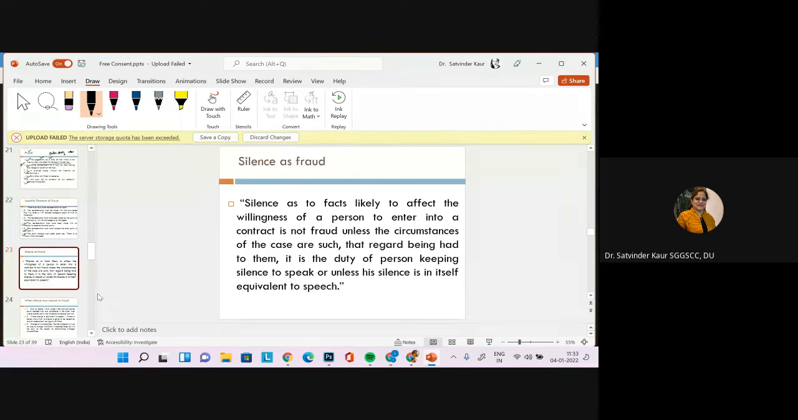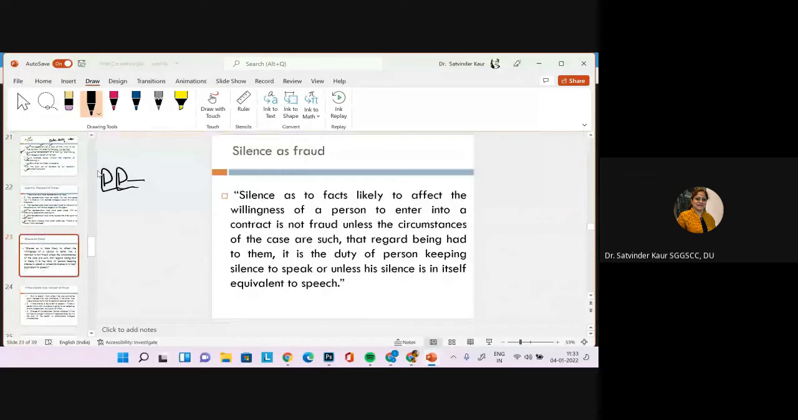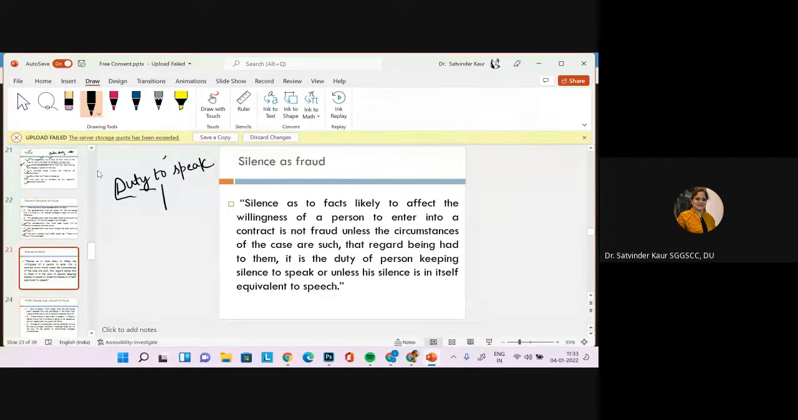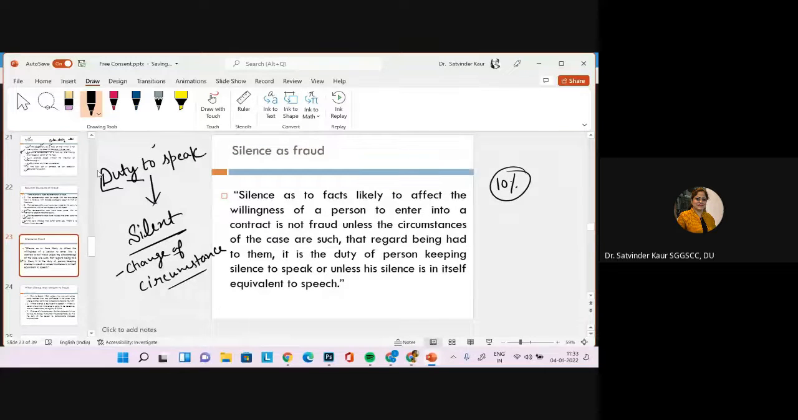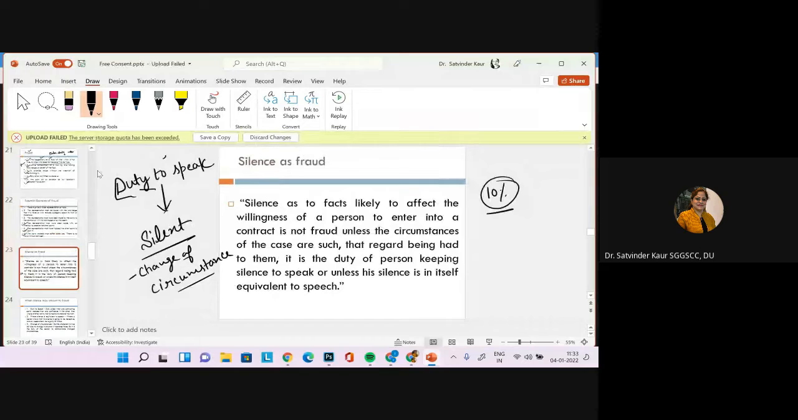Then we will discuss silence as fraud. Wherever the person has a duty to speak, in those cases, if the person remains silent and has not shared the situation, then this silence would also amount to fraud. For example, if there is a change of circumstances, it is your duty to tell the other party that the circumstances have changed, or that a new lot has come on which 10% additional GST applies. If you buy the old lot, you don't have to pay this amount, but if you buy the new lot, you have to pay an additional 10%. So where a person remains silent where it was his duty to speak, this would amount to fraud.